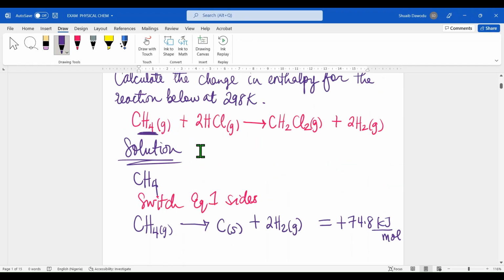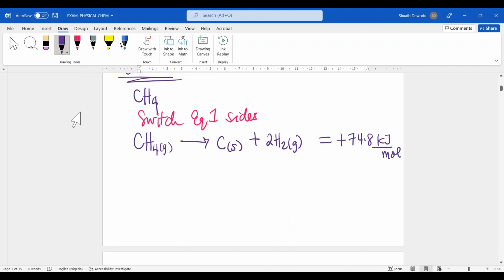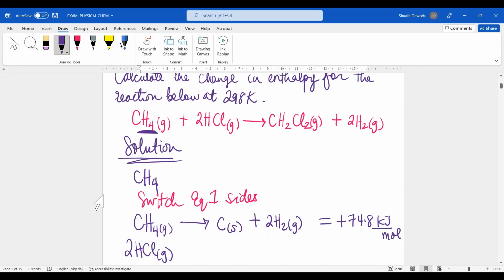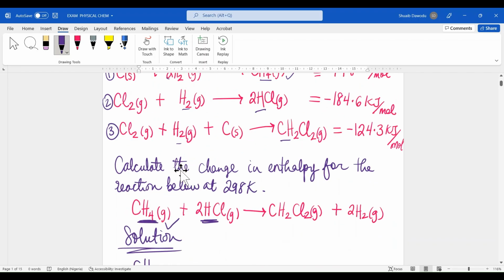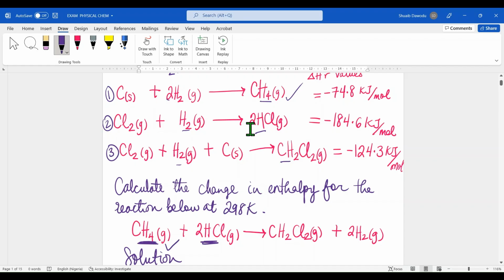Then you have 2HCl gas, and that's the second thing, because we have successfully worked with CH4. Now we're focusing on 2HCl. Comparing to what we have, we see that for equation 2 and equation 3, we have 2HCl in equation 2 right here.